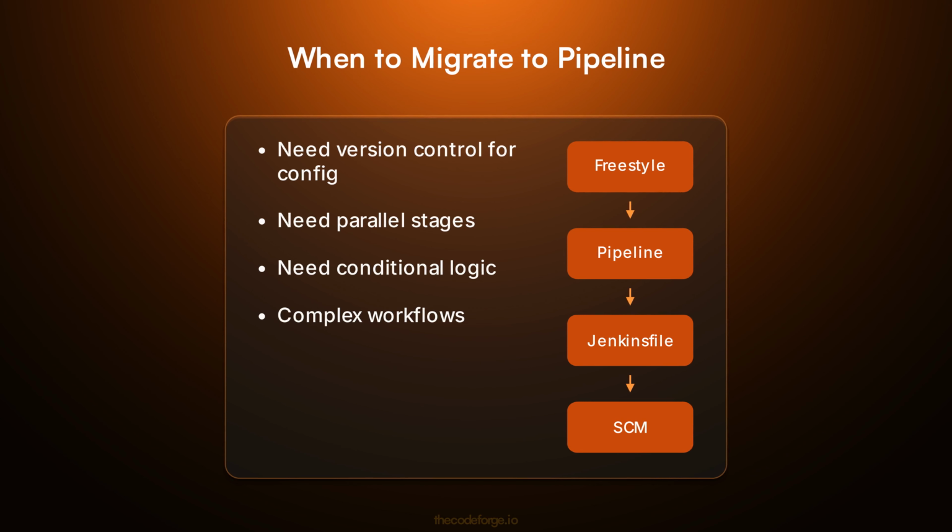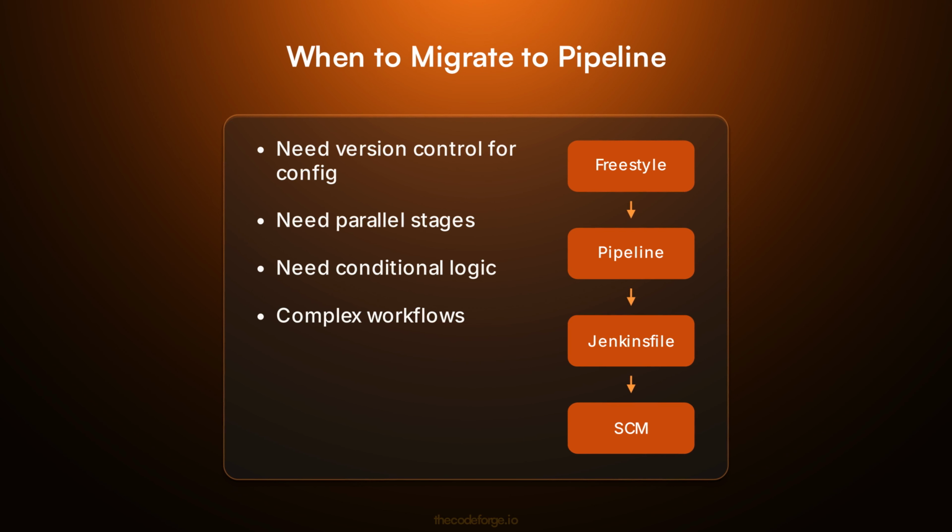Freestyle Jobs are great for simple tasks, but they have limitations. When you need version control, parallel execution, or conditional logic, migrate to pipeline as code. Store your CI config in a Jenkinsfile in SCM.